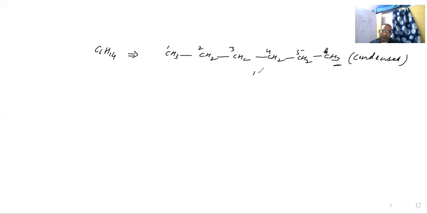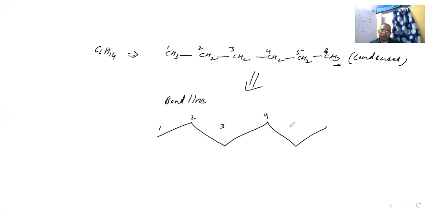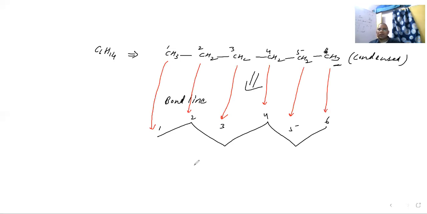Now when we convert this compound into the bond line, what can the structure be? You draw it like that: 1, 2, 3, 4, 5, and 6. How can you understand this? This end is equivalent to CH3, this is CH2, this is CH2, again this is CH2, this is CH2, and this is CH3. Understood? That way we have to understand the structure of an organic compound.